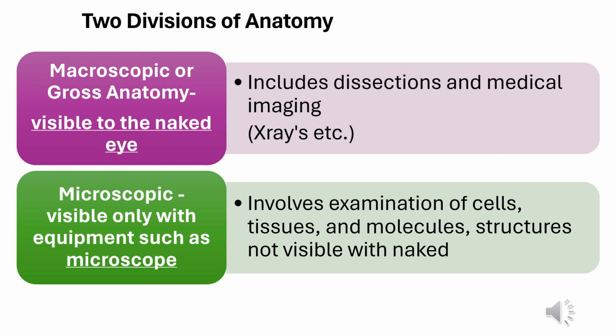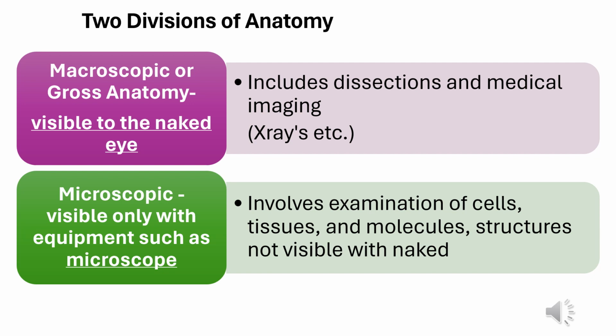There are two divisions of anatomy: macroscopic or gross anatomy and microscopic anatomy. Macroscopic structures can be seen with the naked eye. In contrast, microscopic items can only be seen with special equipment such as a microscope. Macroscopic anatomy includes dissections, or cutting apart a structure to handle and observe it.